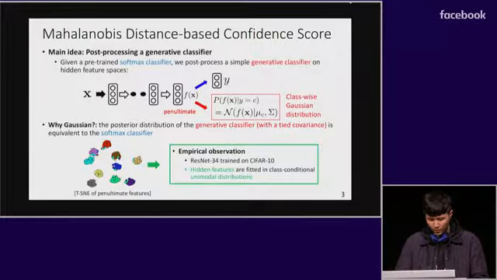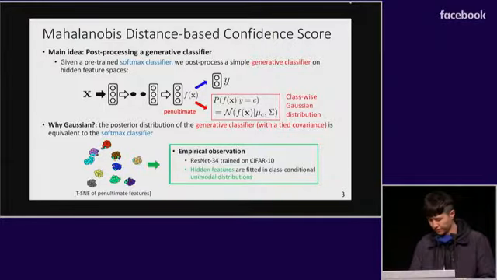Here, our approach is based on a theoretical connection that the posterior distribution of a generative classifier with a tied covariance matrix is equivalent to the softmax classifier. So we expect that training a softmax classifier has some effect of fitting the hidden features to a Gaussian distribution. As shown in this figure, we indeed found that the hidden features of the network trained on the CIFAR-10 dataset follow the class conditional unimodal distribution.